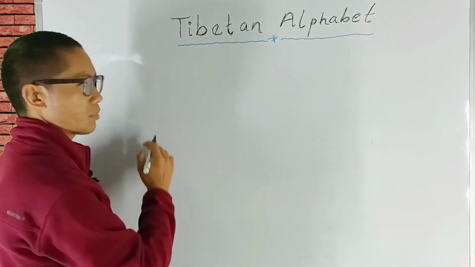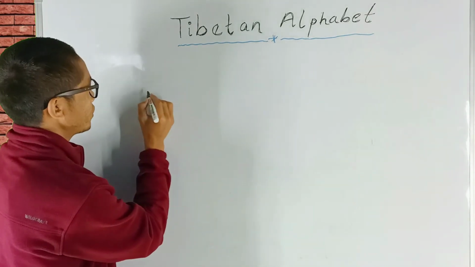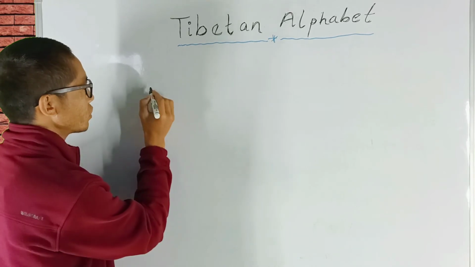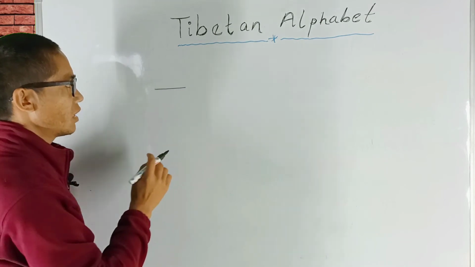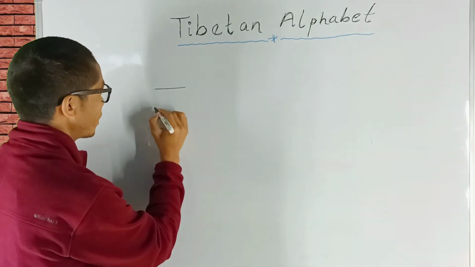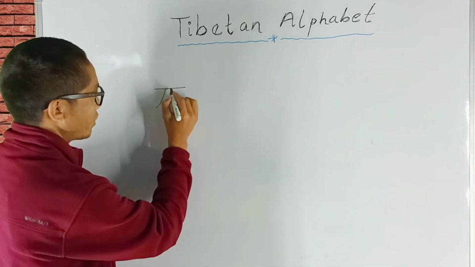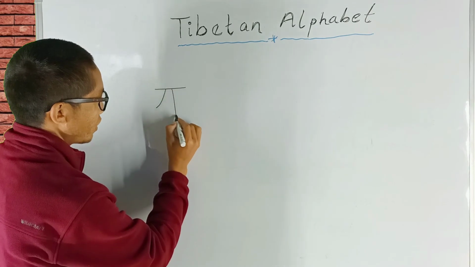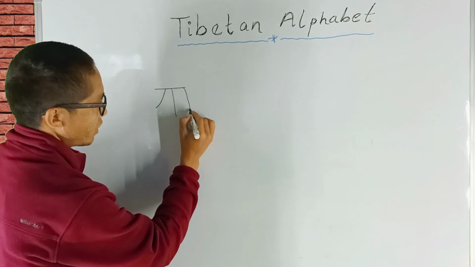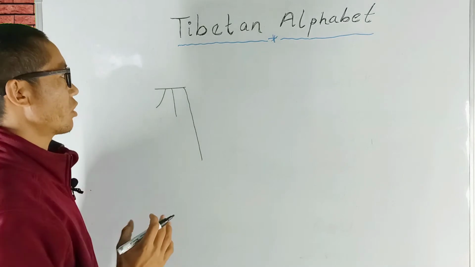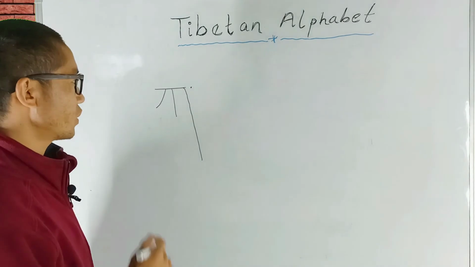Let me write, and then I will introduce each sound. The first sound is Ka. To write Ka, you have to make a straight line. I'm going to write a big straight line, and then a curve like this, and then a straight one a little bit longer than this. The third one gets a little curve and then goes straight down, and this one is the longest, and then a dot. This is Ka, the first Tibetan letter.